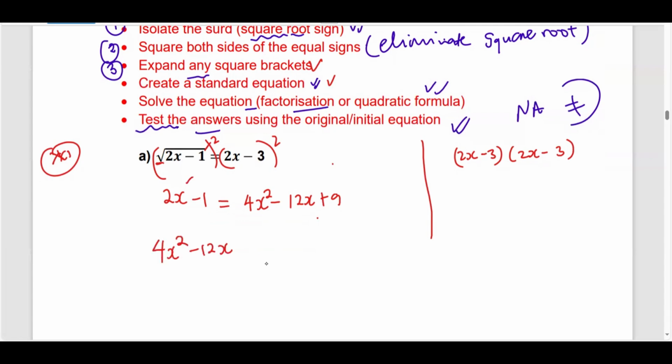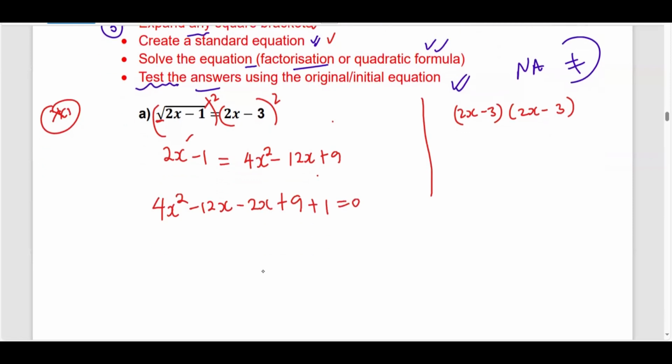These two will come, so it's going to be minus 2x. I have a plus 9 when the 1 comes. I'll have a plus 1 is equal to 0. Okay, so that's going to be 4x squared. This and that is going to be minus 14x, and then plus 10 is equal to 0. Feel free to divide through by 2, since I see a 2 is common through. So it's going to be 2x squared minus 7x plus 5 is equal to 0.